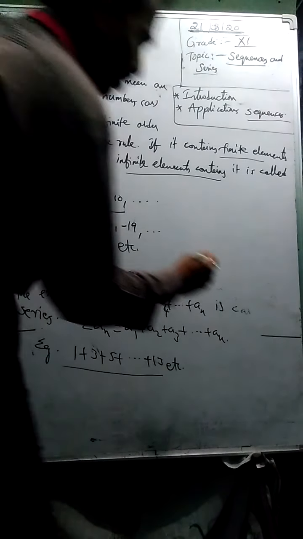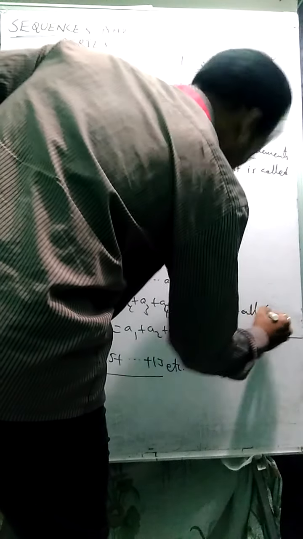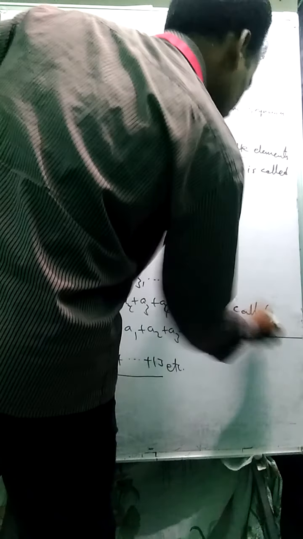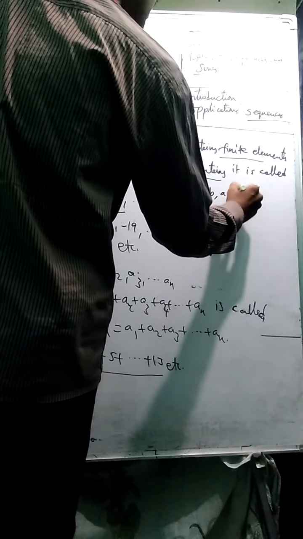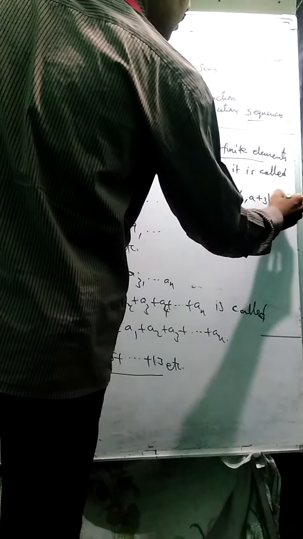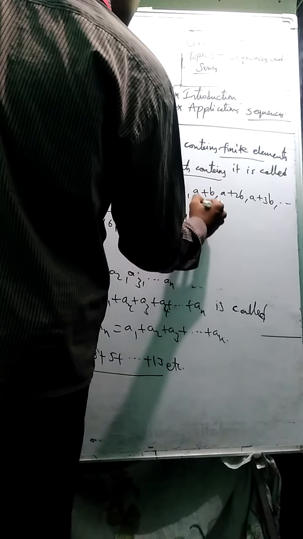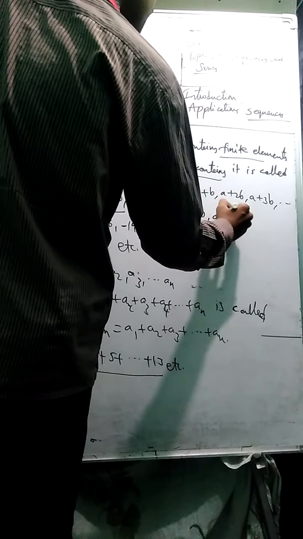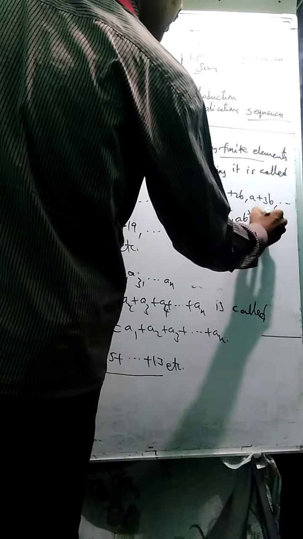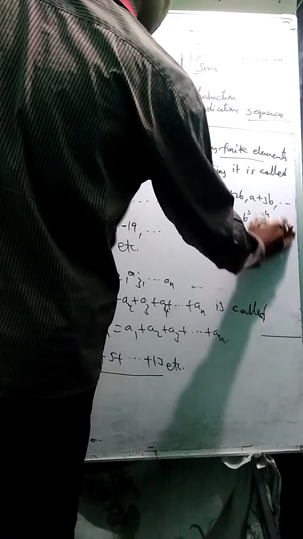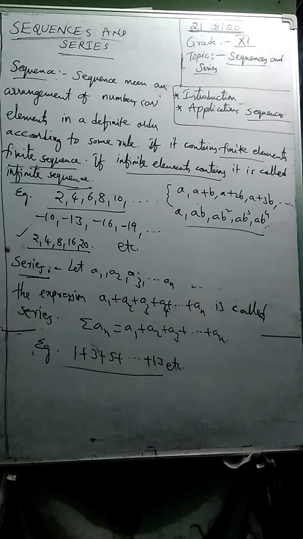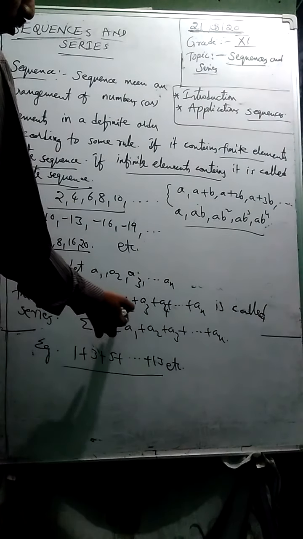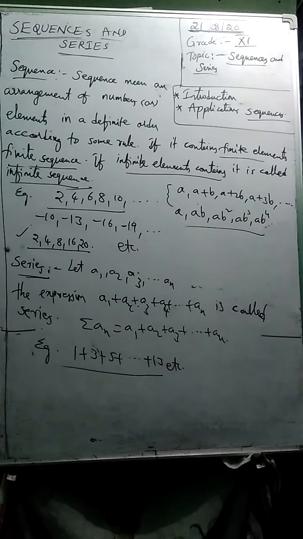And I will show how variables also can be used: a plus b, a plus 2b, a plus 3b, and so on. Again, ab square, ab cube, ab power 4, up to n. It may be finite or infinite. This way we can use even variables also. And series means if you add the same terms using the plus symbol, that is called a series. Simple. So this is a brief explanation.